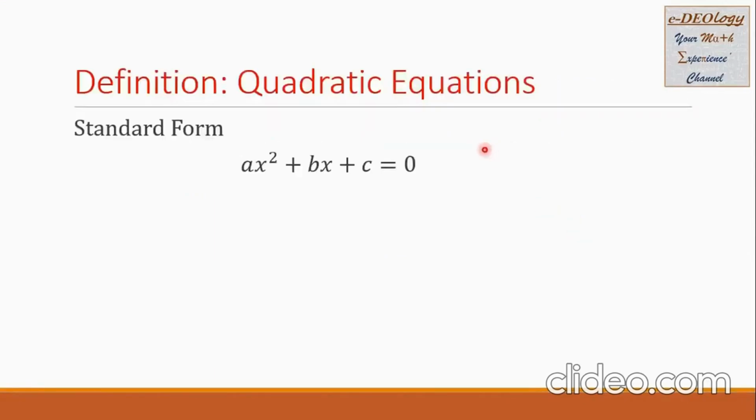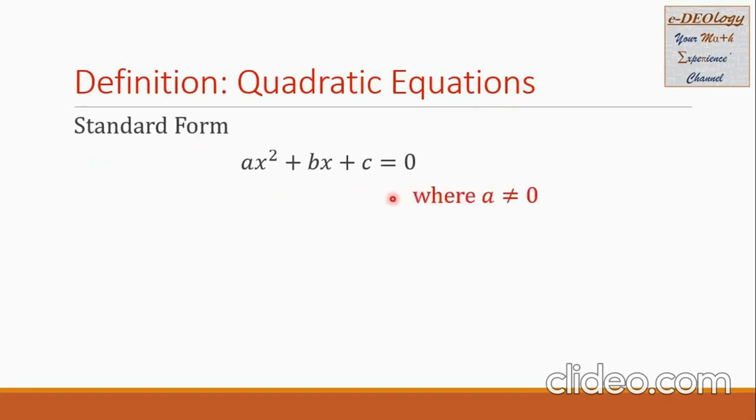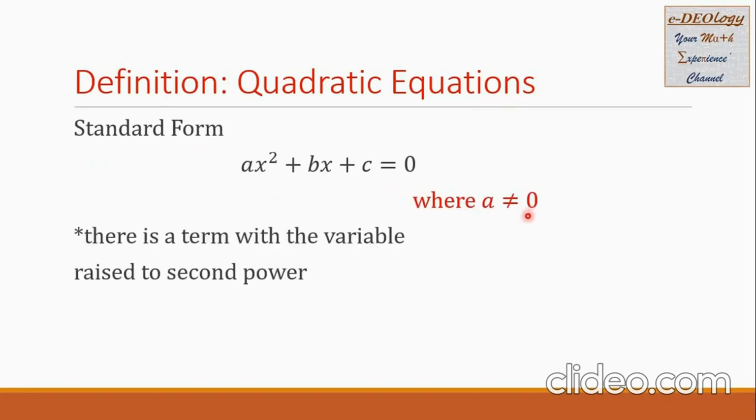First, let us define quadratic equations. Quadratic equations are of this standard form: ax² + bx + c = 0. But a should not be equal to 0. It means in a quadratic equation, there is a term with a variable raised to second power. Example, 2x² + 9x − 5 = 0.